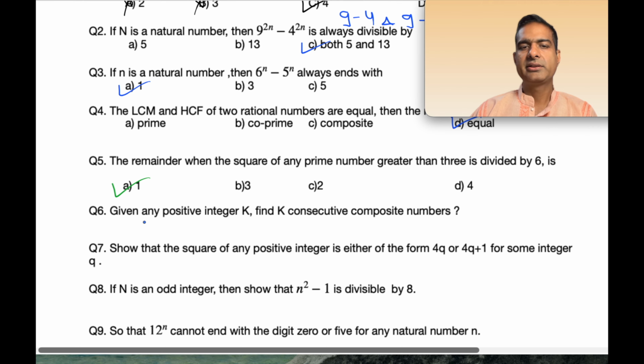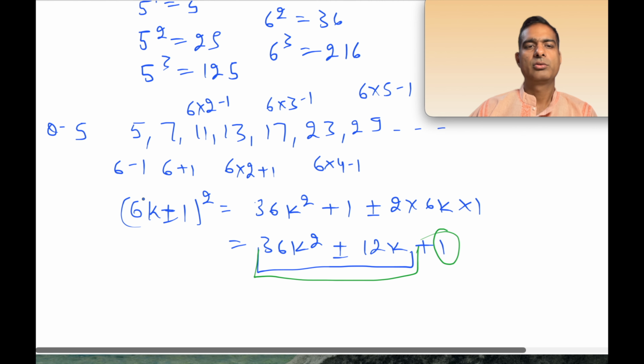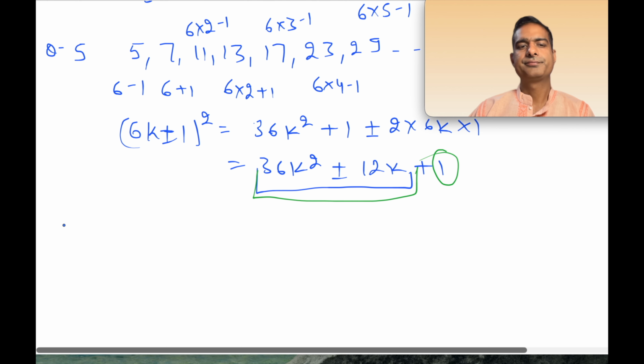Now question number 6: given any positive integer k, find k consecutive composite numbers. So if there is any positive integer k, we have to find out k consecutive composite numbers. Now it will be very hard to think like this to find k composite numbers. Now k can be 100 or k can be 1000. So we can just make a number (k+1) factorial.